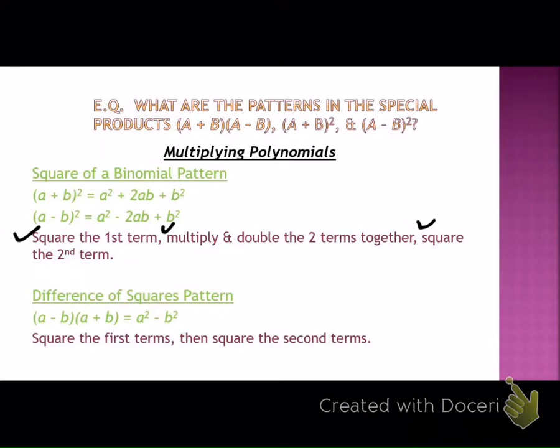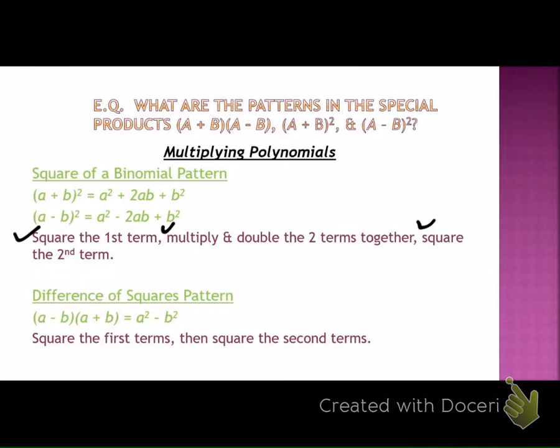If I FOIL this, the middle two terms are going to cancel out. So why waste my time FOILing if it's just going to create more work and the middle terms are going to cancel out every single time? Same thing with the square of a binomial. I can FOIL them, absolutely, but it's a waste of my time. It takes more time to write the problem down and then FOIL it than it does to memorize these shortcuts.